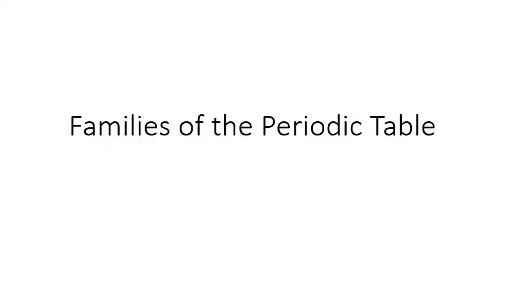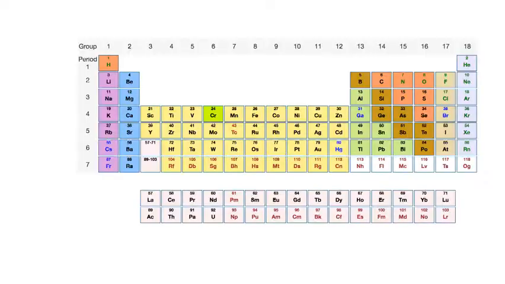So before we go any further, let's talk about the families of the periodic table. Now, this is a colorful periodic table, just so that you could see the different colors on here. You can use yours, you can color in it if you want to, or you can just circle the parts. It doesn't matter. You can put the notes right on your sheet if you want to as well.